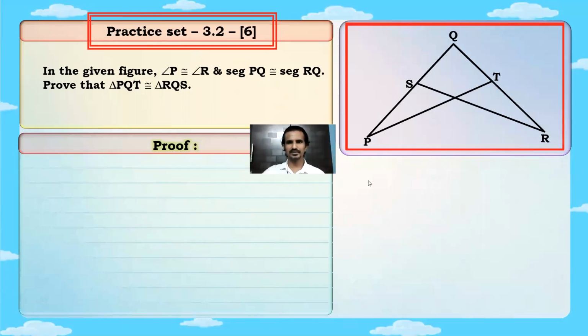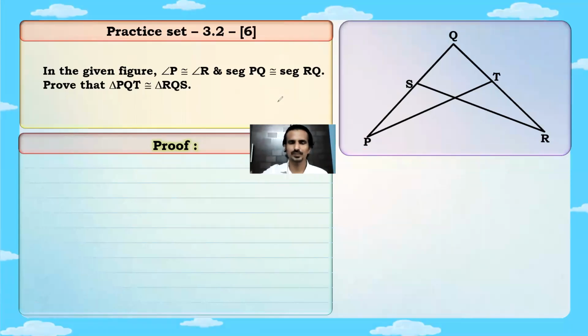So have you completed this drawing? We have this figure where we have two triangles PQT and triangle RQS. They are overlapping each other again. We have to prove that they are congruent with the information angle P congruent to angle R and PQ congruent to RQ. Okay, so let's see the steps by which we can prove the triangles congruent.